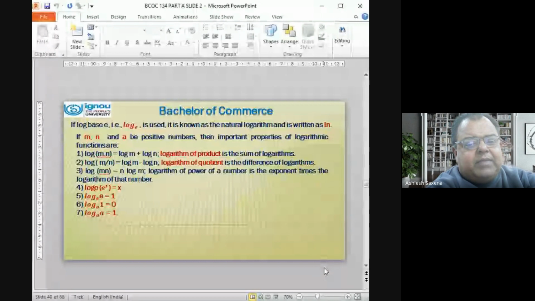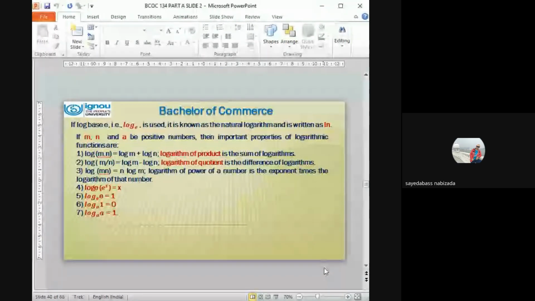Dear sir, the slide is not visible for us. Now I'm making it visible for you. Now it's visible. Yeah, it's visible.